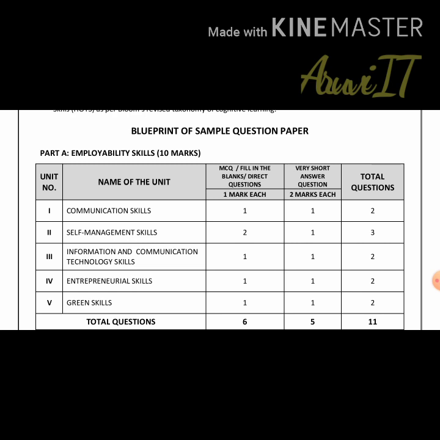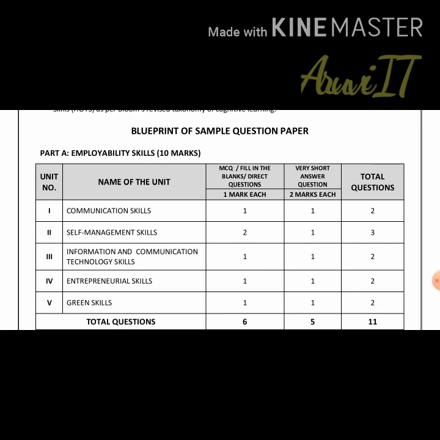It will have totally 5 units. Each unit will have 1 mark and 2 mark questions. Where it will have a maximum of 2 marks and where it will have 1 mark, we can see with the help of the blueprint. Okay, now first one, unit 1, that is communication skills. In that unit 1 we can get a 1 mark and a 2 mark question, so totally we will get 2 questions in communication skills.